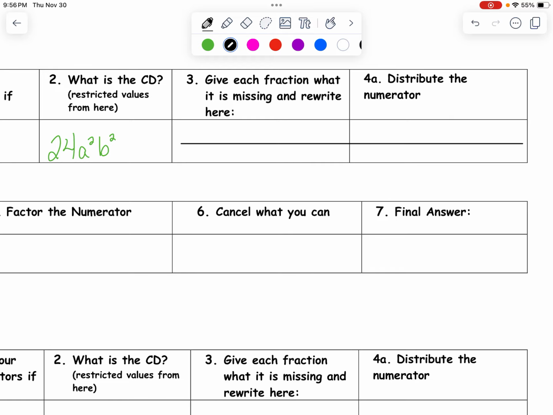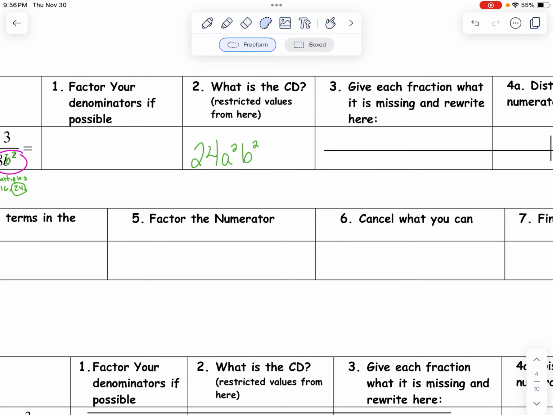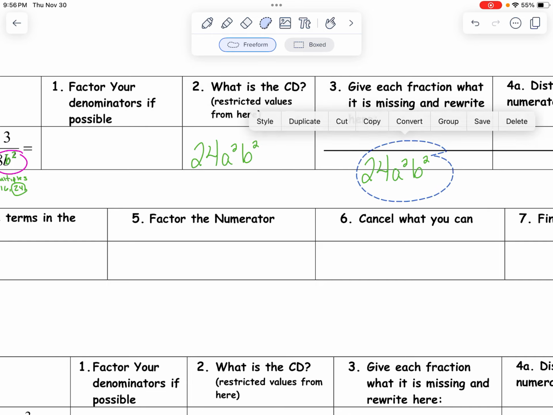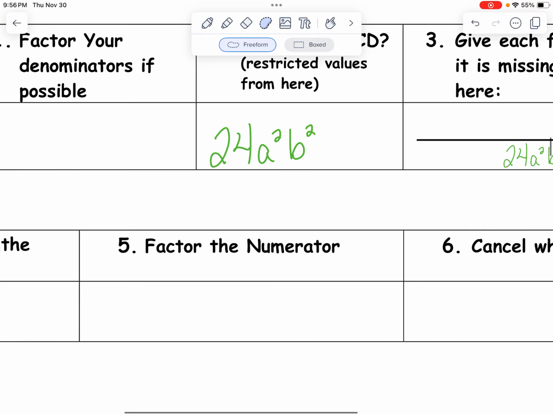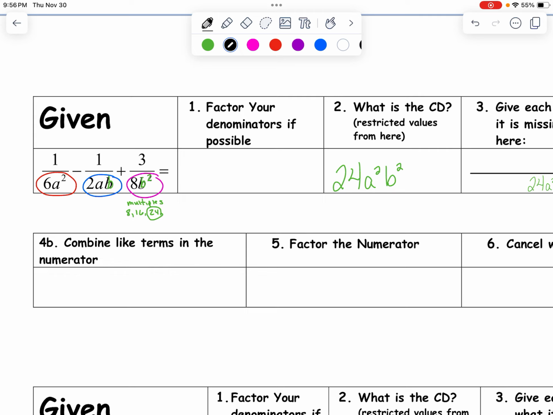Nothing. Okay. Now, since the common denominator is this, we need to think about what everything's missing. Are you ready to go back? I'm going to do that in purple. What does 6 need to become 24? 4. Doesn't need any more A's. Doesn't need any more B's. Yes, B squared.